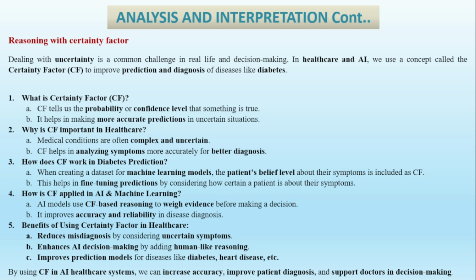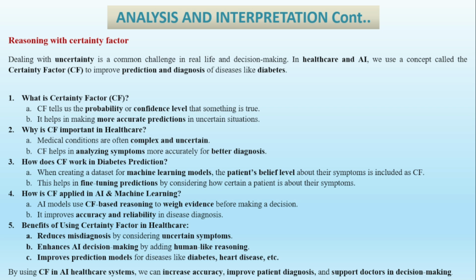Why is CF important in healthcare? Medical conditions are often complex and uncertain. Certainty factor helps in analyzing symptoms more accurately for better diagnosis. How does CF work in diabetes prediction? When creating a dataset for a machine learning model, the patient's belief level about their symptom is included as a CF, certainty factor. This helps in fine tuning prediction by considering how certain a patient is about their symptom.